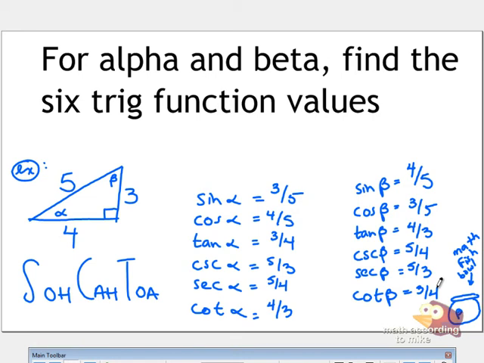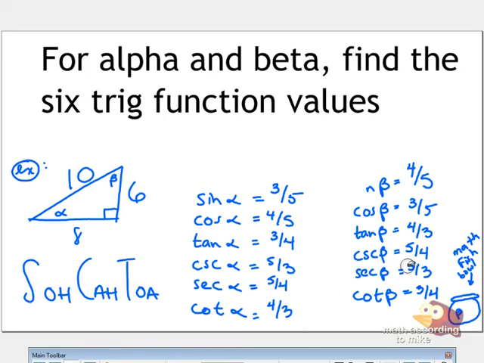All right, we'd like you to do it again. We'll just do it for alpha. I'm going to make one change, to all 3 of them. Instead of 3, 4, 5, we'll use 6, 8, 10. So if you would, find the 6 trig functions just for alpha.